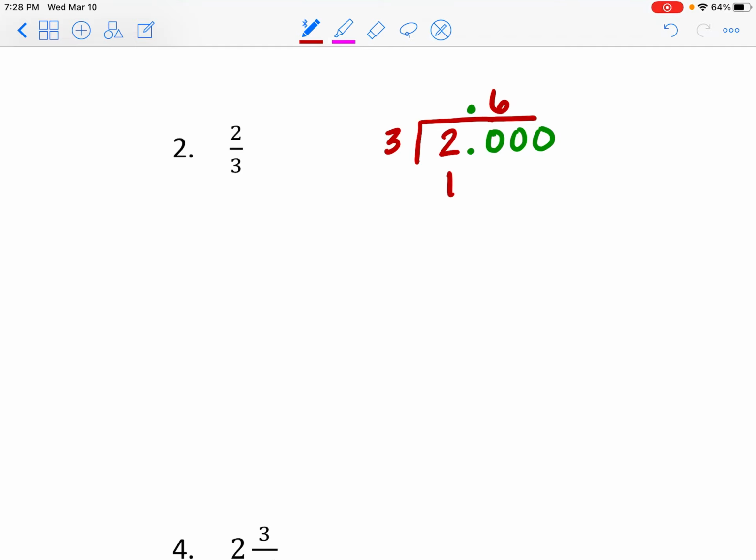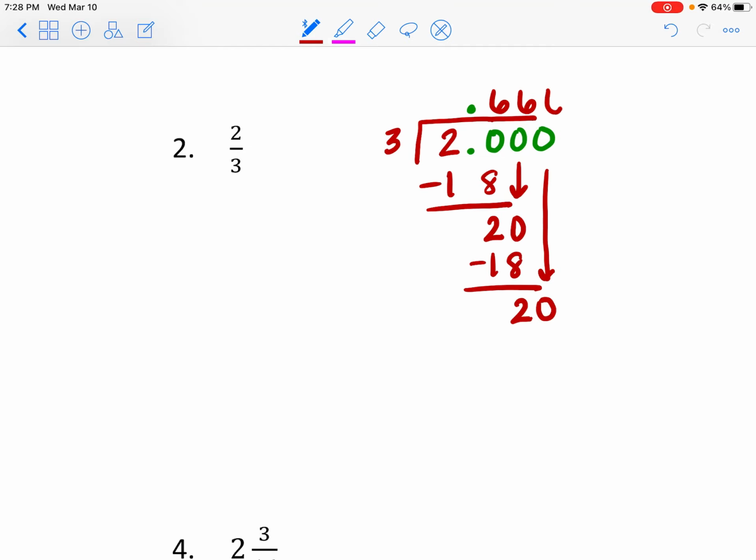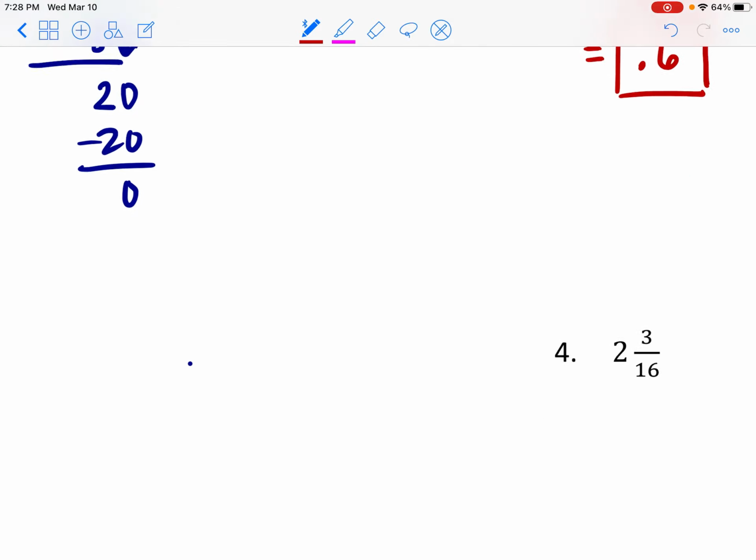6 times 3 is going to make 18. We're going to subtract and have 2 left over. If I bring down a 0, 3 is going to go into 20 again 6 times, and that's going to make 18, and that's going to give me 2, and I can bring down a 0 and keep doing this as many times as I want, but that pattern is going to continue, which means 2/3 is going to be equal to 0.6 repeating, and we'll put the bar over the 6 to show that that is a repeating decimal.